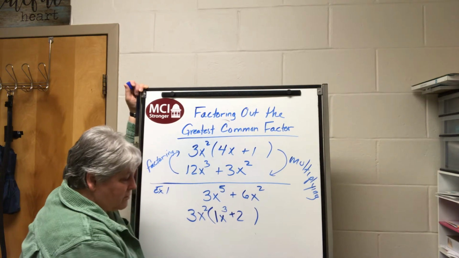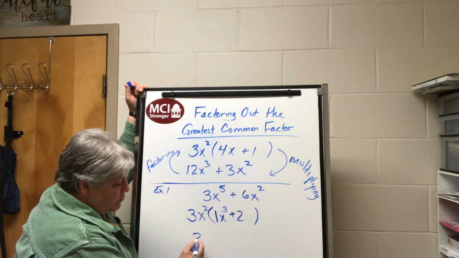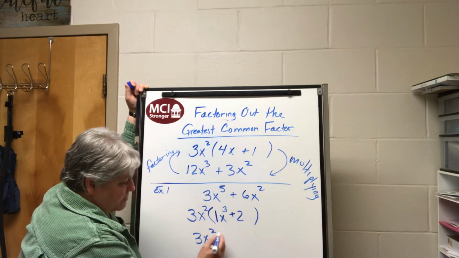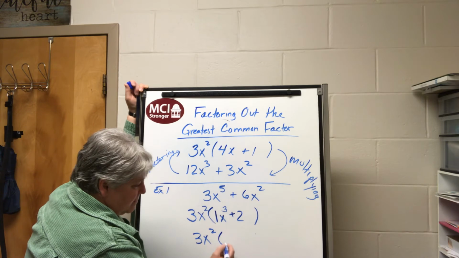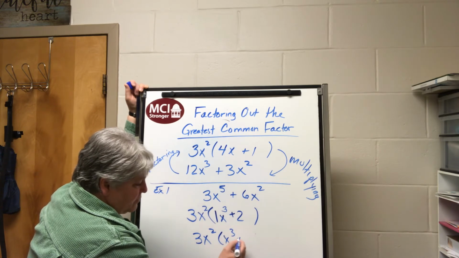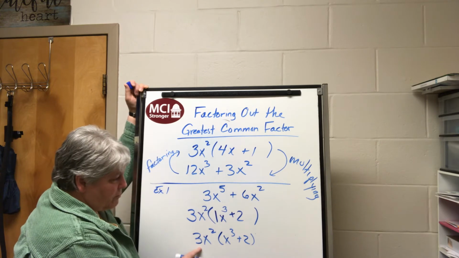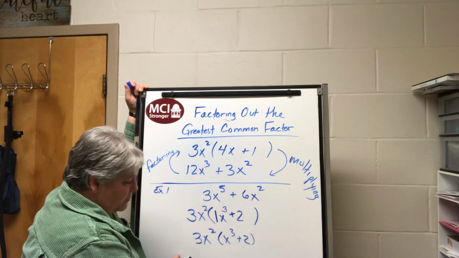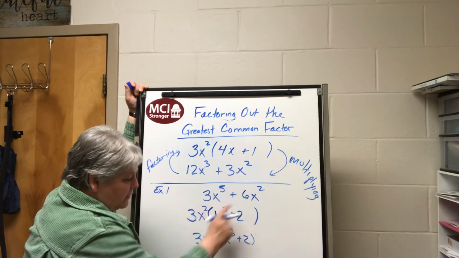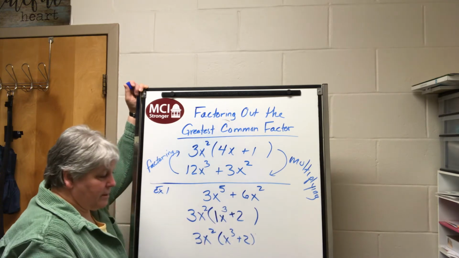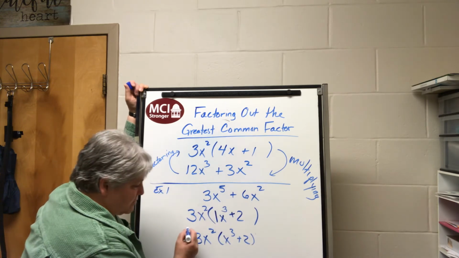So no x's in that second term. The way I would probably write my final answer is x to the third plus 2 inside here. And the part that was common to both terms, there was a 3 out of both terms, and there were at least 2 factors of x in both terms. And this would now be considered factored.